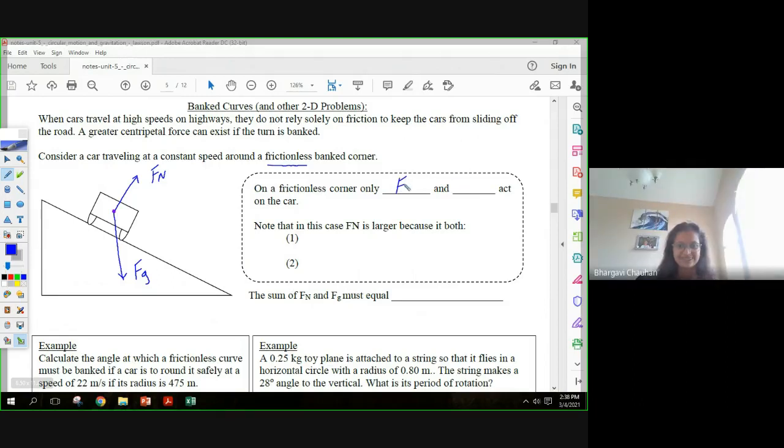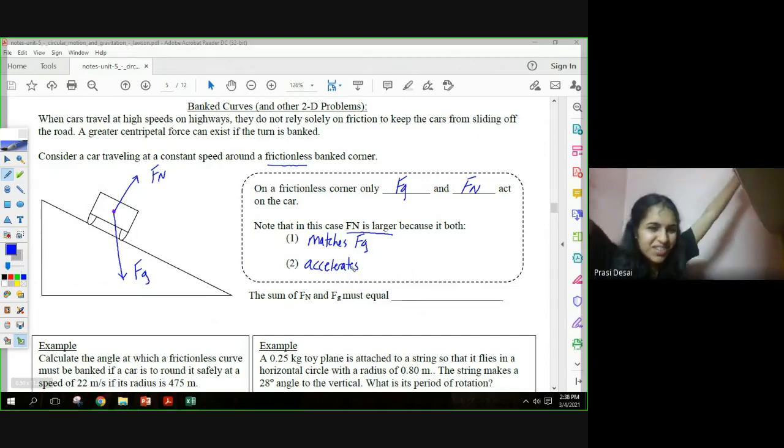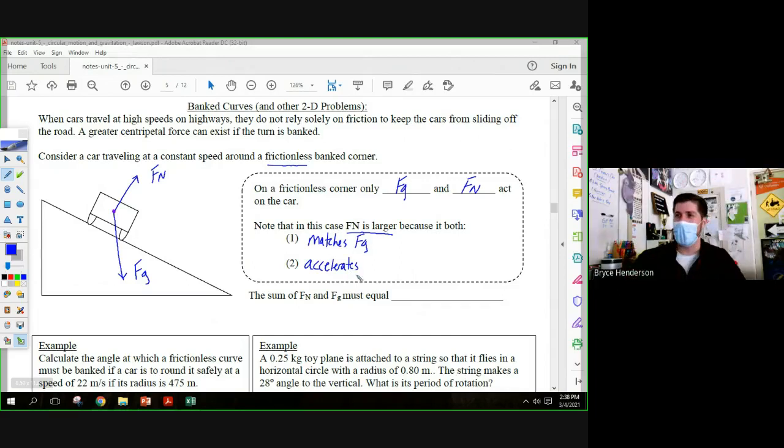Gravity and normal force. Gravitational force and normal force. But something we should notice is the Fn is larger because it has to both oppose Fg. In other words, it kind of matches Fg. And it accelerates where? Towards the center of the circle. Ding, ding, ding, always the answer. Accelerates inwards into the circle.